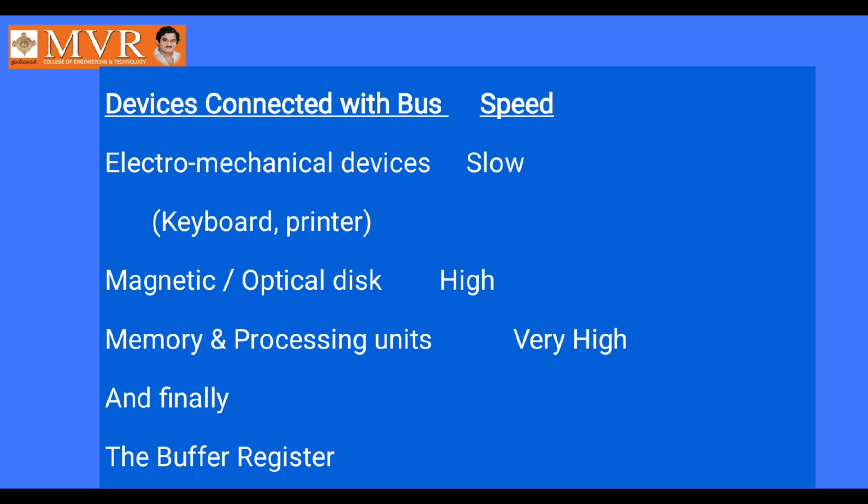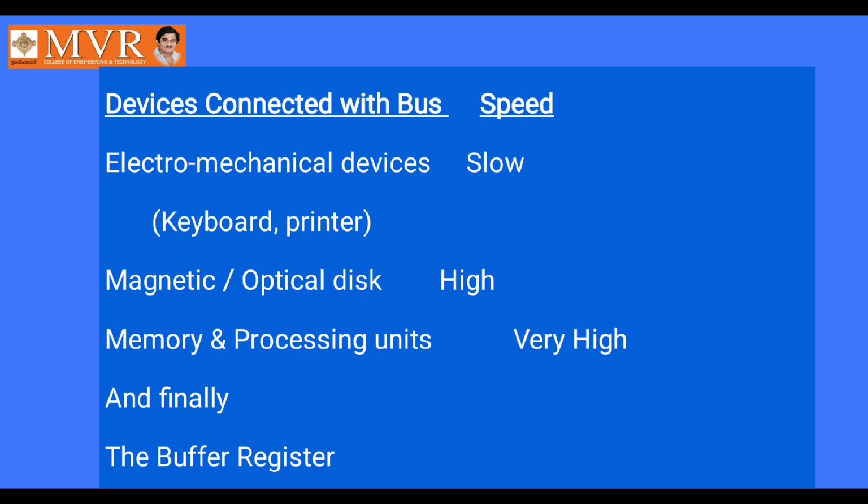Now the components of the computers are categorized or classified into many devices. Say for example, input devices and output devices. As shown in the slide, keyboard and printer are the best examples of input and output devices. They are called electromechanical devices.